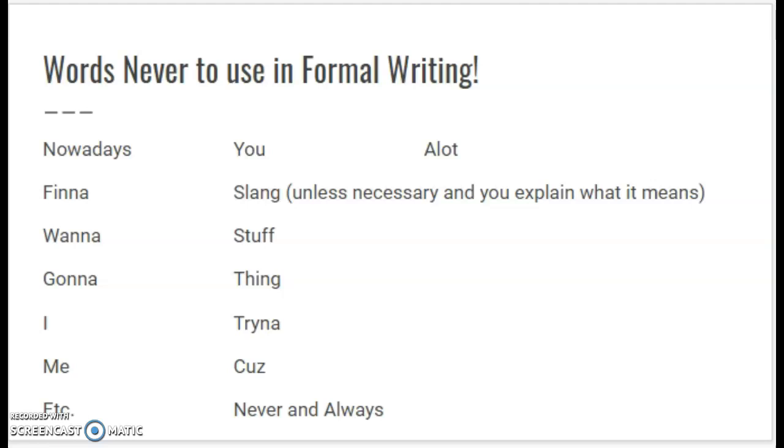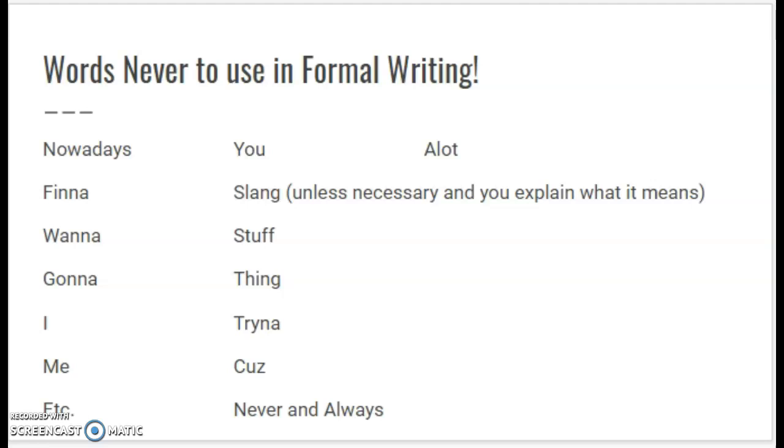However, you must explain what it means. I want you to think that everybody reading your paper to grade it is 90 years old and has no clue what slang words are today, okay? Because honestly, though I know a lot, there's some I don't know. And I don't even know if I'm reading it. So it may be somebody who is even older than me that doesn't know. So if you use slang, use it sparingly and tell us what it means. Just put it in parentheses afterwards, after the word.